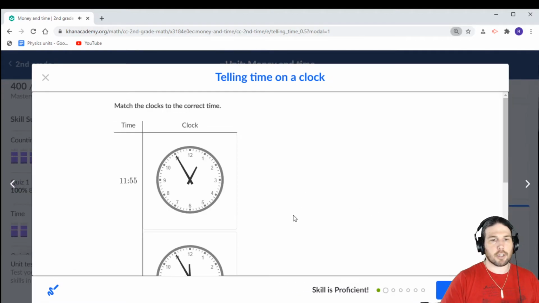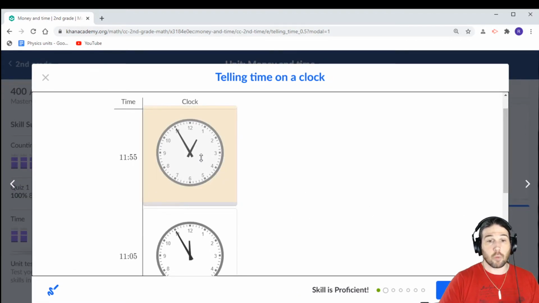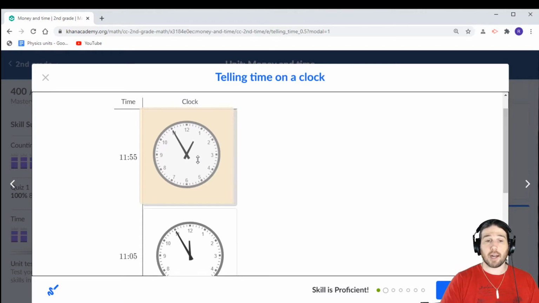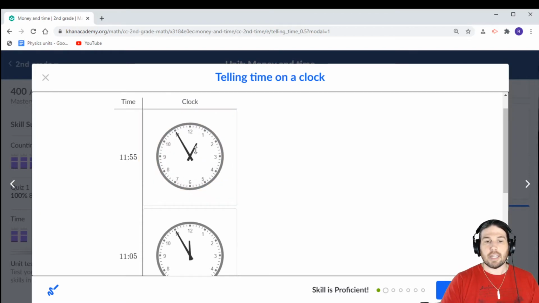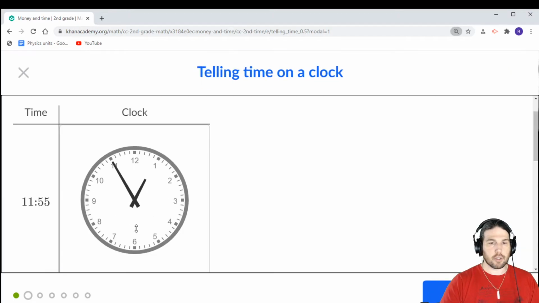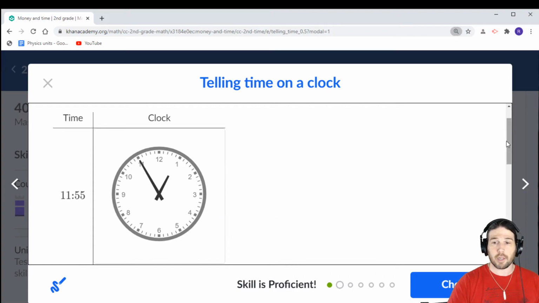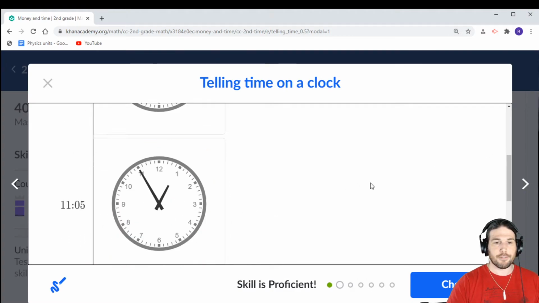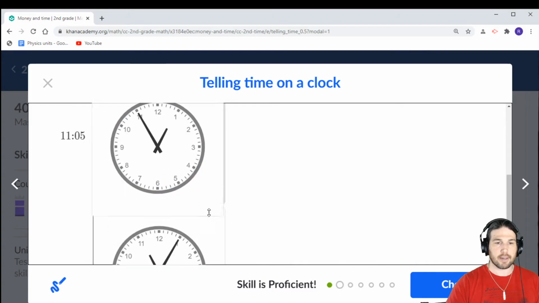Match the clocks to the correct time. So here's one that looks like it's 1 o'clock, but it's not. Even though it looks like it's pointing directly at that 1, it's not quite there yet. And you can tell it's not quite there yet because the long hand has not hit the 12 yet. So this is not quite 1 o'clock, making it 12:55, which I think is down here.